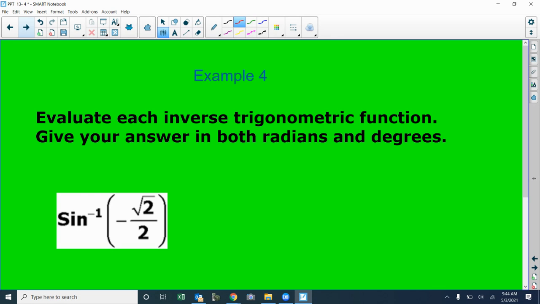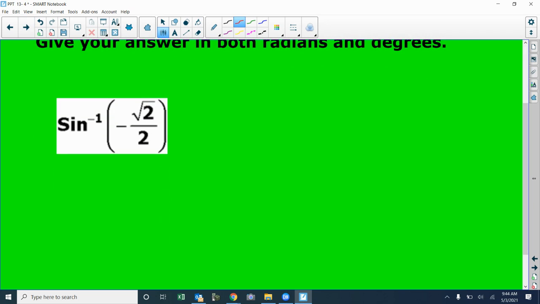Sine is which one? Y. Okay? So it's my y value. Where is my y going to be negative? Well, down in this quadrant here, right? And right here. What's this guy telling you? The first one is what? 45. I think it's negative 45, is it not? Yeah.